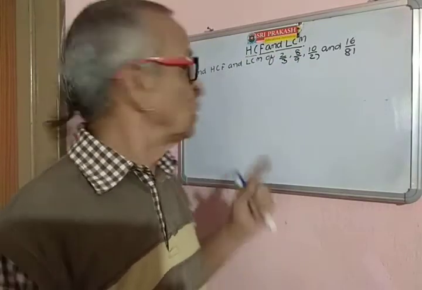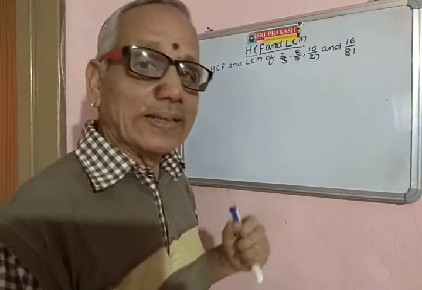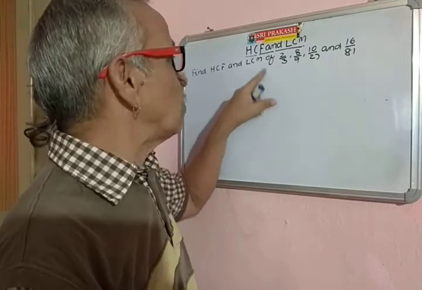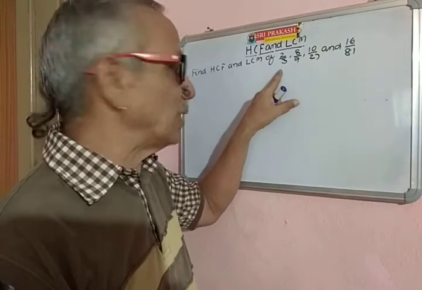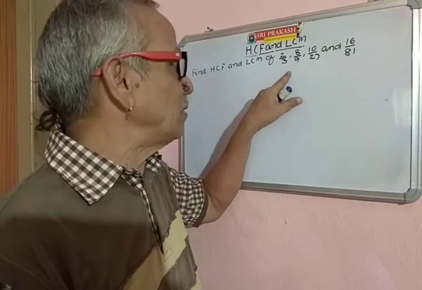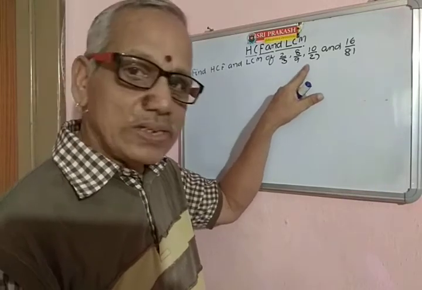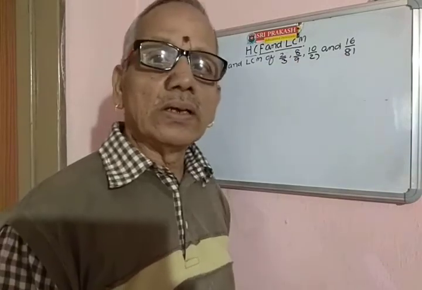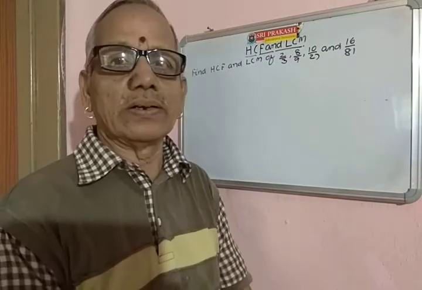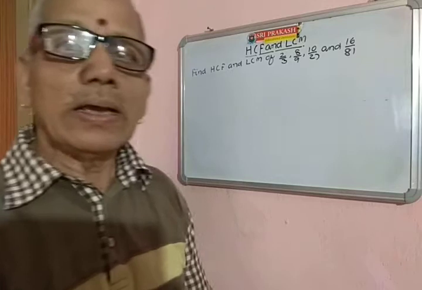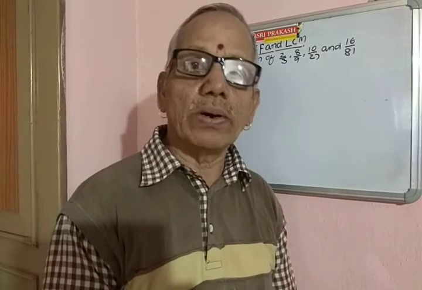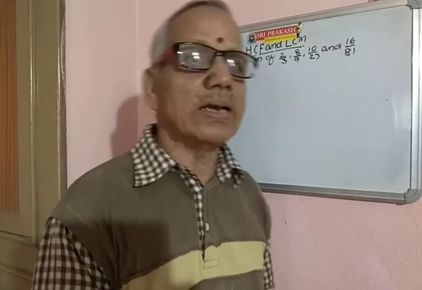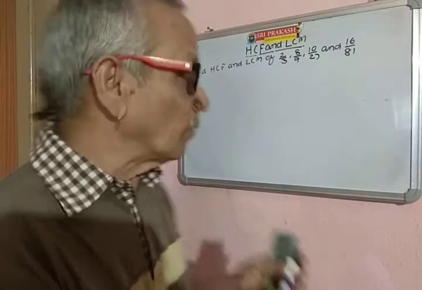LCM. The problem reads like this: find the HCF and LCM of 2 by 3, 8 by 9, 10 by 27 and 16 by 81. So now fractions are given and you need to find the HCF and LCM of the given fractions. For this, a formula is given. What is that formula?